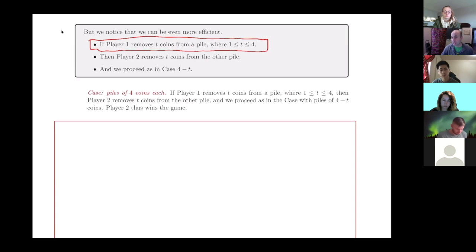Okay, any thoughts, questions? Does the logic seem confusing? Make sense?